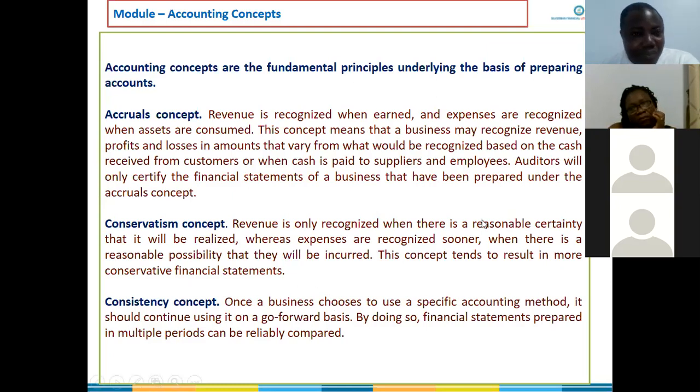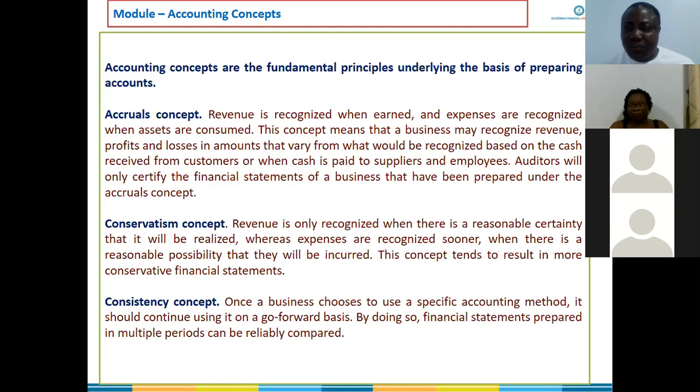Can you explain why expenses are recognized sooner in this concept? Exactly, sooner than revenue. Yes, expenses actually consume income. So we must make every attempt to provide for them and recognize them as soon as possible. But income must be carefully considered before you recognize it, because the person might fail to pay. The income might fail to come. I mean, the person might refuse to pay the money. So it is very difficult to get the money back into the income. But for the expenses, expenses always happen.